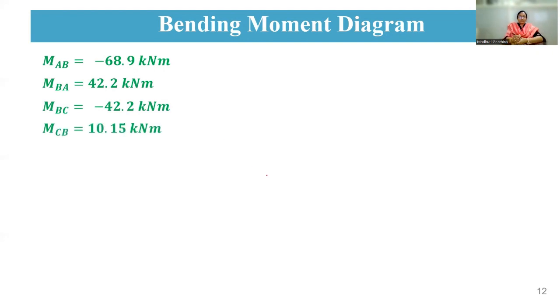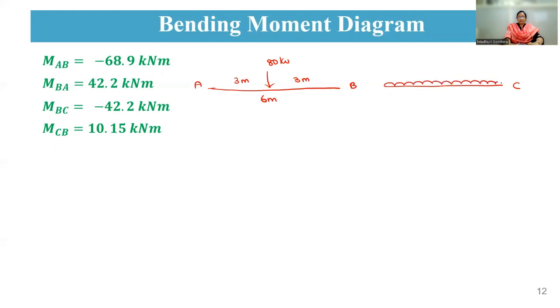Now I am going to draw the free body diagram first. This is your AB and this is your BC span. For your AB, you have a point load of 80 kilonewton, and this is 3 meters and this is 3 meters, total 6 meters. And next is your UDL of 10 kilonewton per meter, here you have 5 meters.